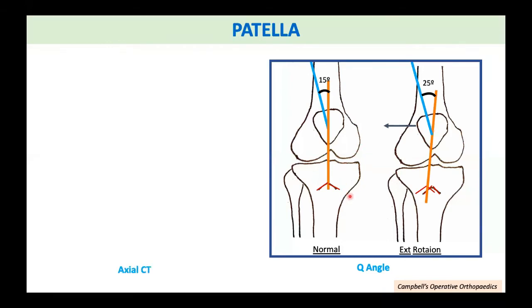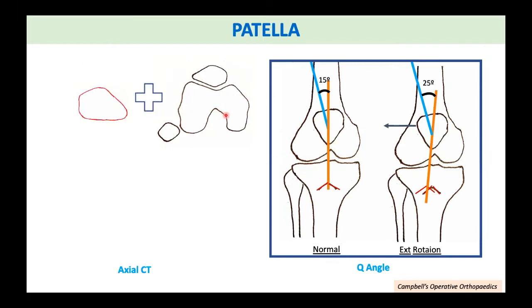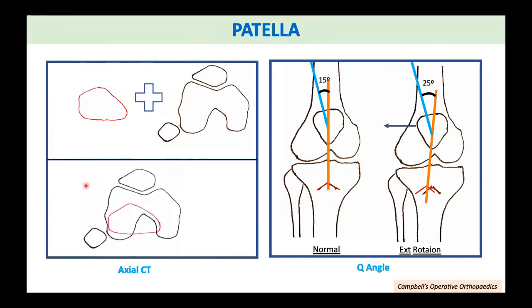Now, how is this quantified in the CT scan? This is the CT scan axial view of the proximal tibia, and this is of the distal femur. These can be overlapped by a CT technician if you request them to do so. This is the overlap view. The two different sections are overlapped to obtain something like this. Then a perpendicular is drawn to a line that connects the posterior aspect of the femoral condyles, and another perpendicular is along the tibial tuberosity.